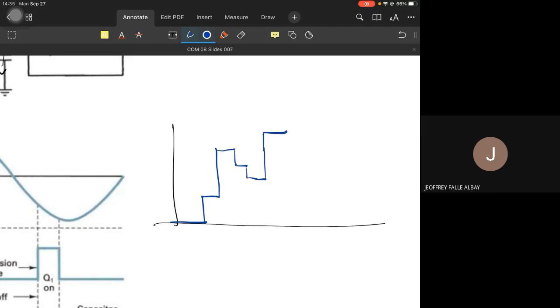Example lang ni siya, no? Example sa output sa PAM. Ideally ingani, no? Pero what happens inside, if atong i-zoom in, makita nato ang signal is ingani.